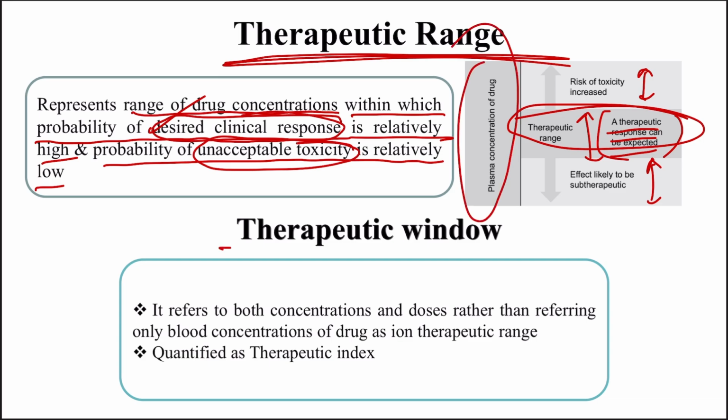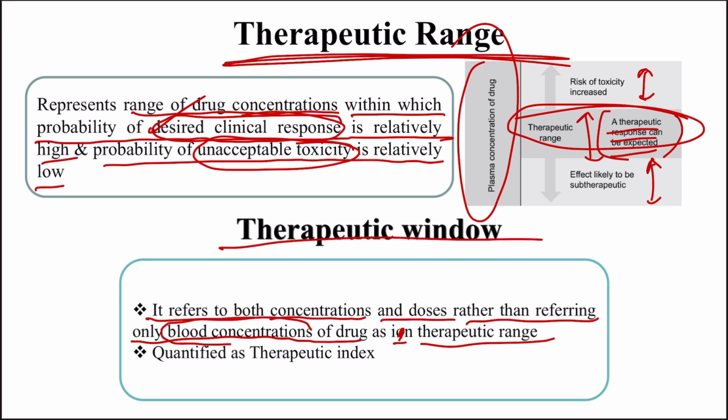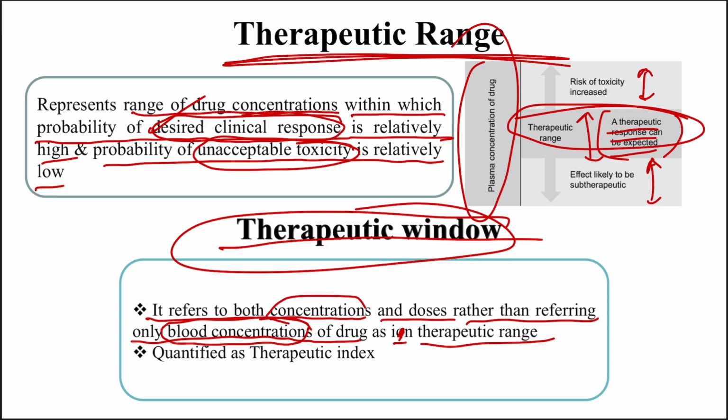Now coming to therapeutic window. Therapeutic window basically refers to both the concentration and the doses, rather than only referring to the blood concentration of drug as in the case of therapeutic range. So in therapeutic range, we are concentrating only on the blood concentration, but in the case of therapeutic window, we concentrate on the blood concentration of the drug and also the dose of the drug.